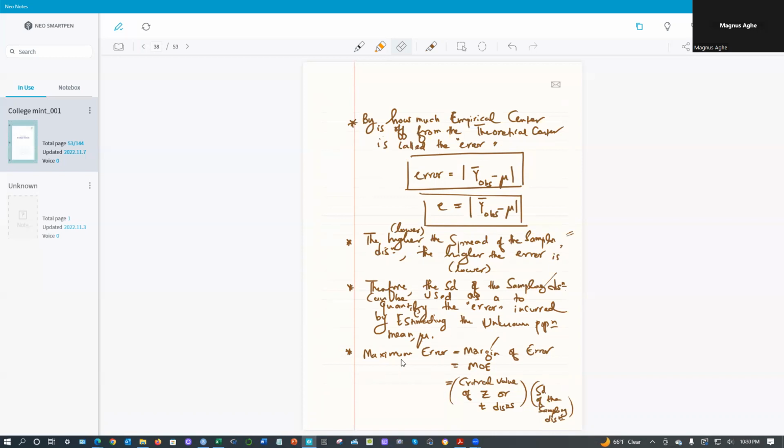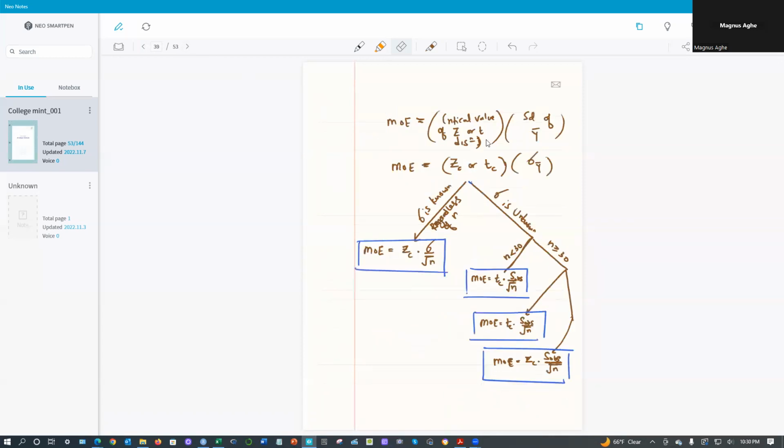Then we're going to think about what's the maximum error that can be incurred by estimating this. It's nothing but the margin of error. Margin of error is nothing but the critical value of the Z distribution or T distribution times the standard error, the standard deviation of the sampling distribution, which is sigma y bar. That is Zc or Tc, the critical value of the normal distribution or the T distribution.